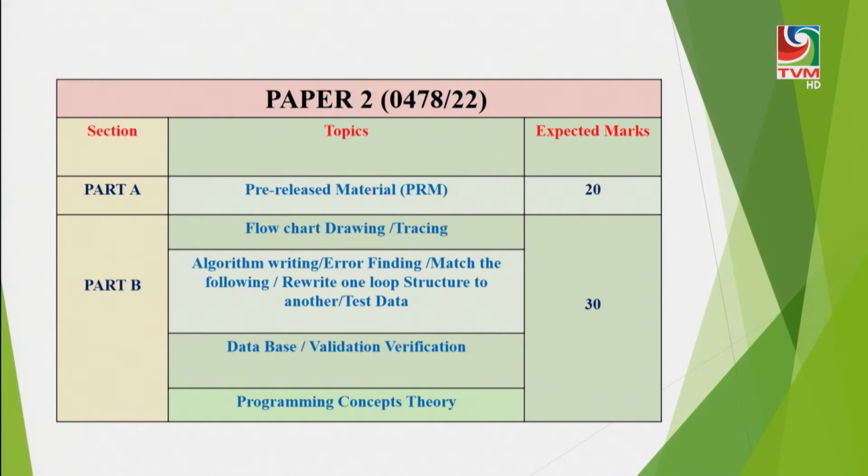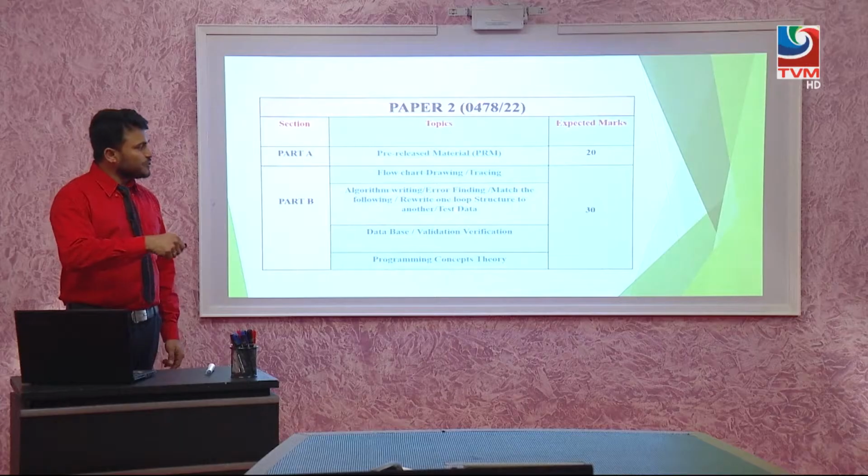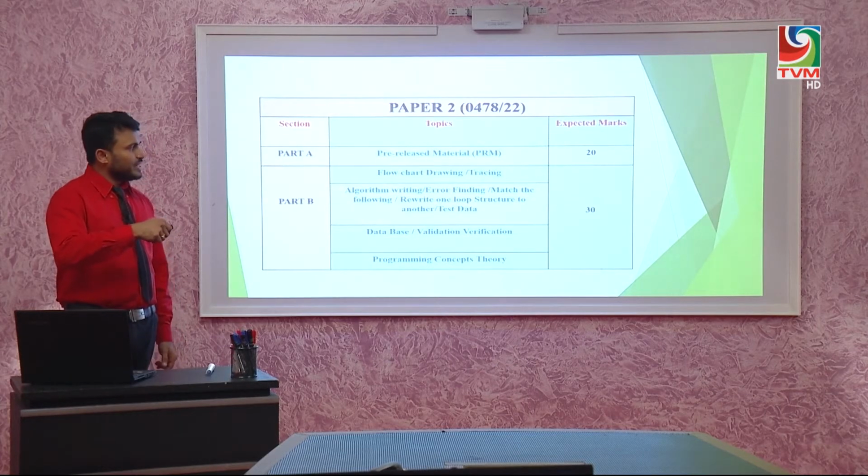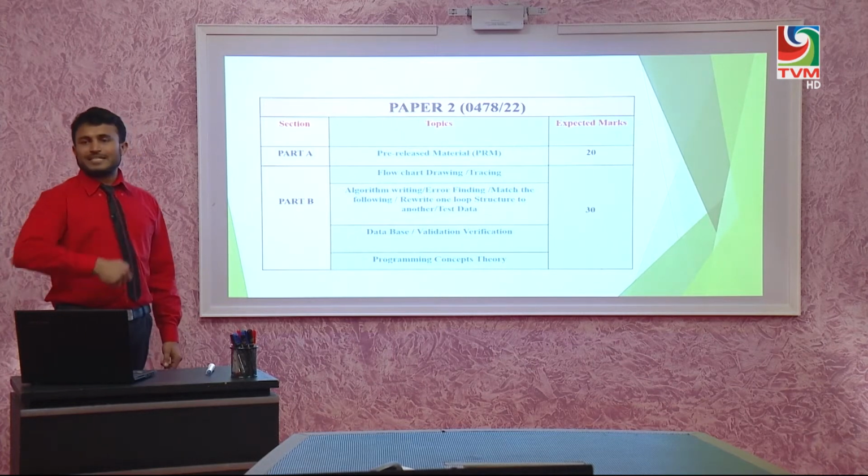In paper 2 you have two sessions, part A and part B. Part A consists of a pre-release material which is for 20 marks, and part B consists of flowchart drawing, tracing, algorithm writing, error finding, match the following questions, one loop structure to another loop structure, test data, databases, validation, verification, and programming concepts. All together you will get 30 marks, and 20 marks is the pre-release material question.